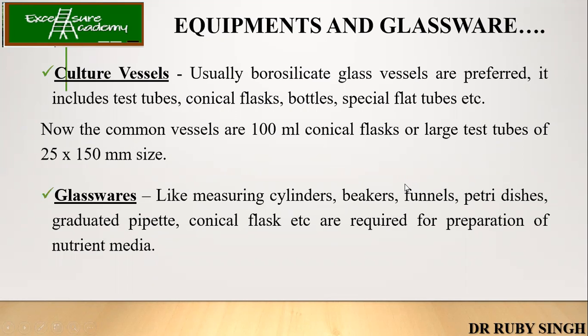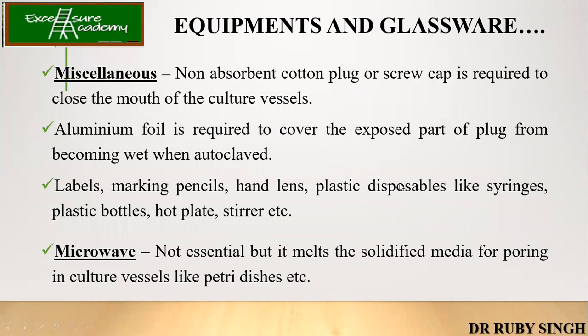because these are all present in the labs. Then miscellaneous, you need to use the non-absorbent cotton. You cannot use the absorbent cotton, because that is going to absorb all the moisture. So aluminum foil is also required, because it can be used to cover the exposed part of the plug, as it will become wet during the autoclave. So you can just cover it so that it doesn't get wet, because if it gets wet, then there are chances that it will have the bacteria, which will actually get spread during the tissue culture experiments. Then normal pen marking, everything is needed. And each researcher should have their own markers so that they can label it whenever it is required.